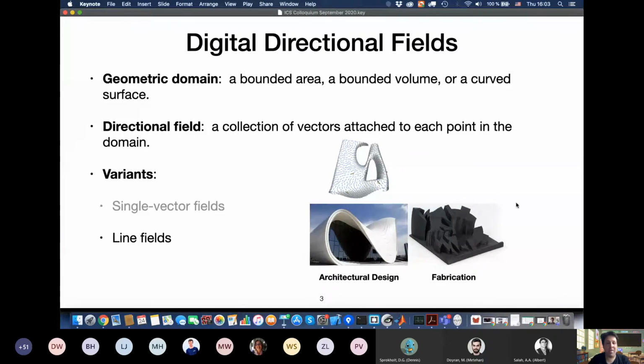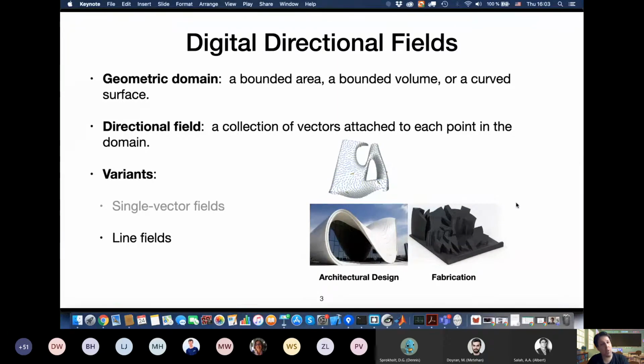Then there is something called a line field, where you do care about a vector, but not its specific sign. It can be forward or backward, and it indicates some kind of alignment, a direction of flow, that, for instance, can be used in directing alignments in architectural design. You see those nice stripes on this building, or printing directions in fabrication.